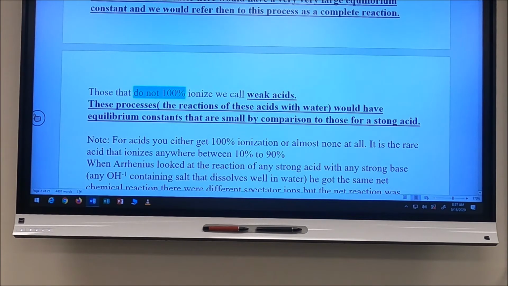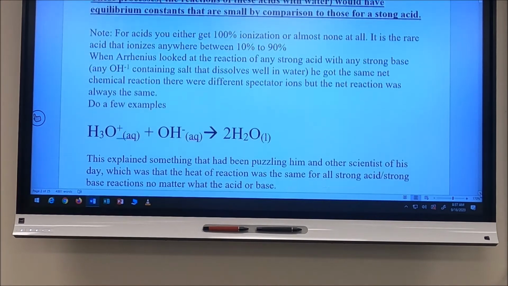Okay? Now, the really weird thing here, or the interesting thing, is that you either go about 100% ionization or 10% or less ionization. There is not a big continuum of ionization percentages for acids. You're either really good at reacting with water, or you're not very good. Okay? So for acids, it sometimes seems like it's almost all or nothing.